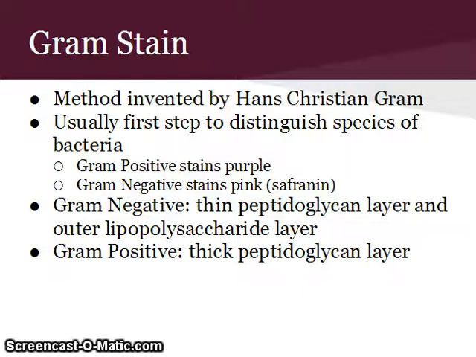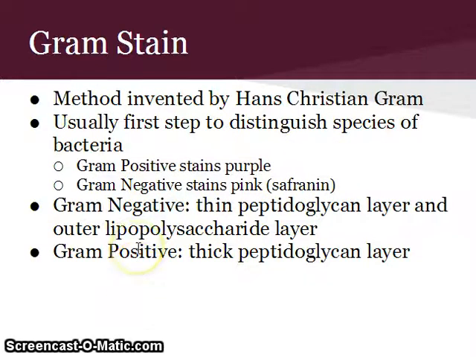Alright, so let's discuss the Gram stain. It was a method invented by Hans Christian Gram, and hence it's called Gram stain. It's usually the first step to distinguish a species of bacteria. So there's two types of bacteria: Gram positive, which stains purple, and Gram negative, which stains pink, if you're using the secondary dye of safranin. And the purple stain is caused by the use of crystal violet.